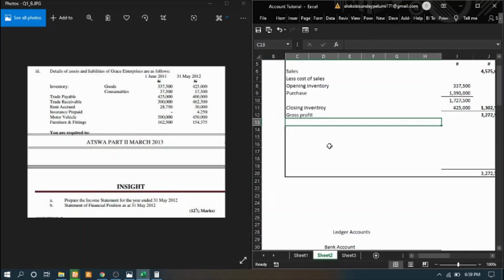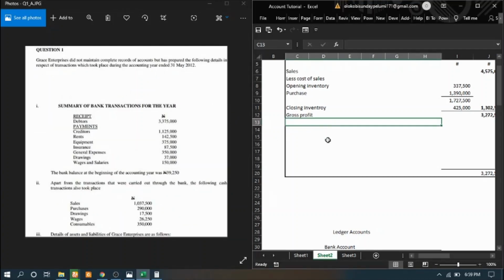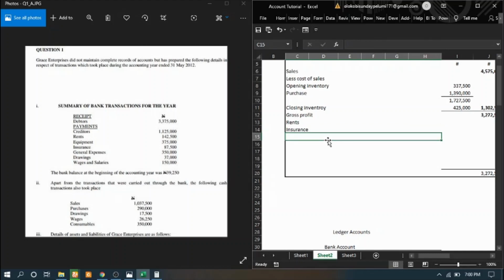Now the list of all expenses. Let me write that out first. So what are the various expenses we have? The first one, we have rent. The second one is insurance. The third is general expenses. So we have wages and then salary.